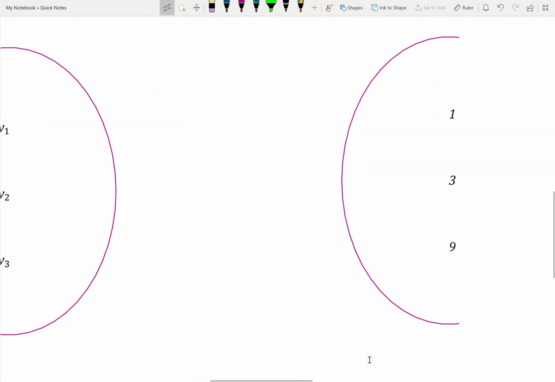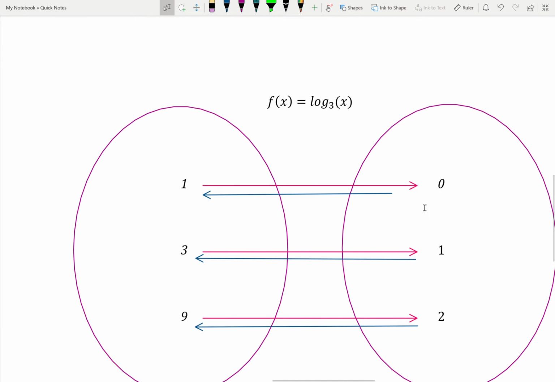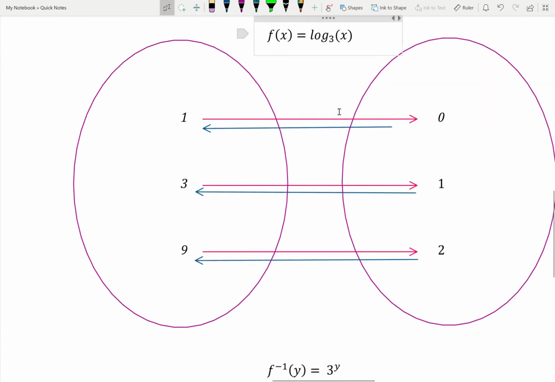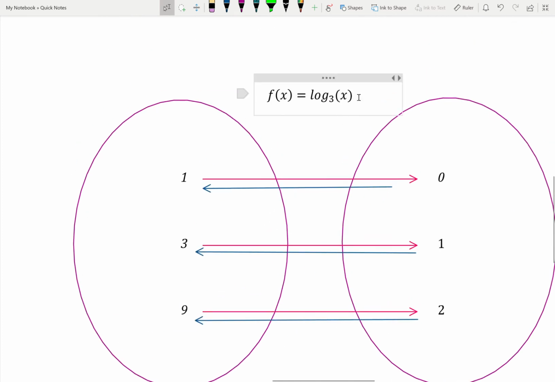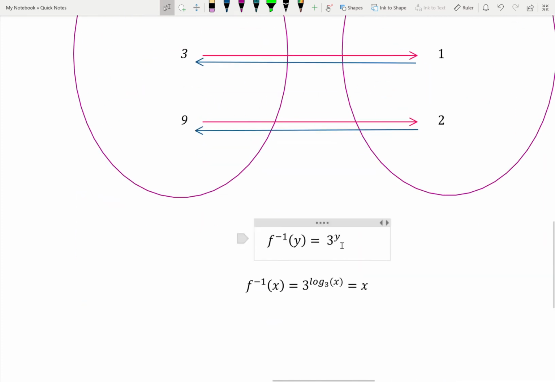So here's an example. If you have log base 3 of x, the inverse function for it will be 3 to the y. So if I put log base 3 of x into the exponent of 3 to the y, it's going to bring me back to my original function, which is x. It's crazy how it works.